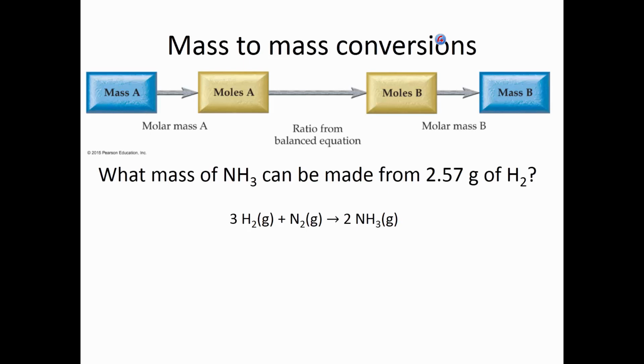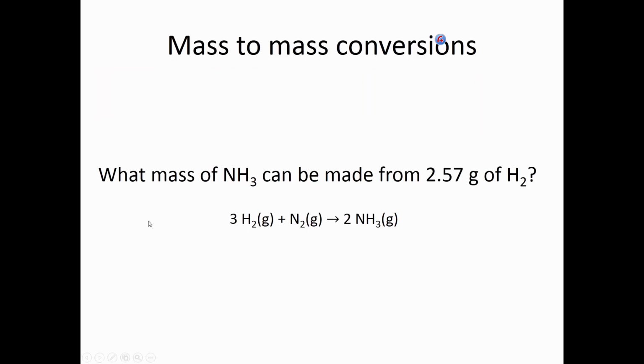Actually, let me go back. I'm going to look at it just like this. What mass of NH3 can be made from 2.57 grams of H2? And I am showing the balanced equation for you there. You will probably also need to look at a periodic table. Go ahead and pause the video, see if you can answer this, and I will go through the answer key.